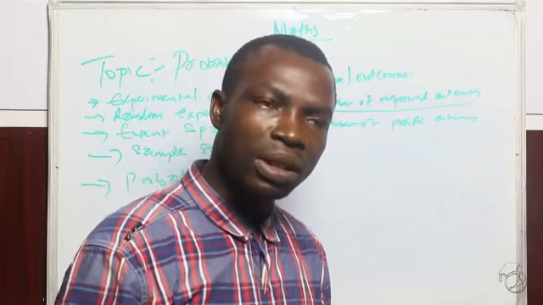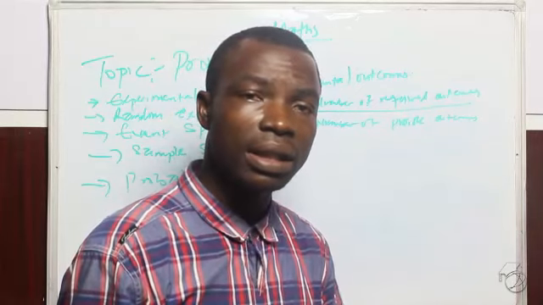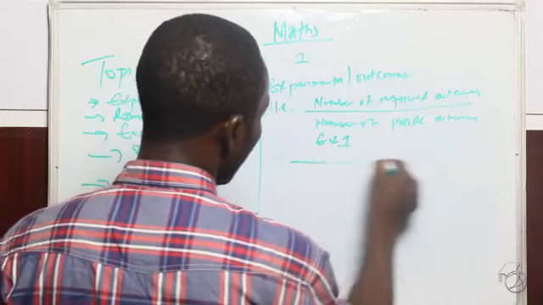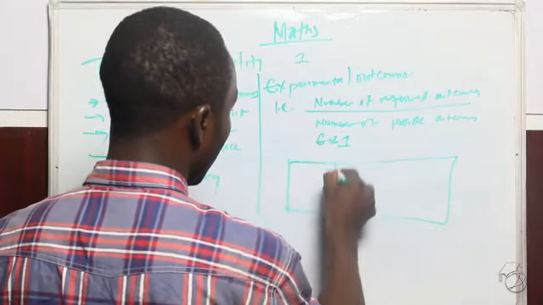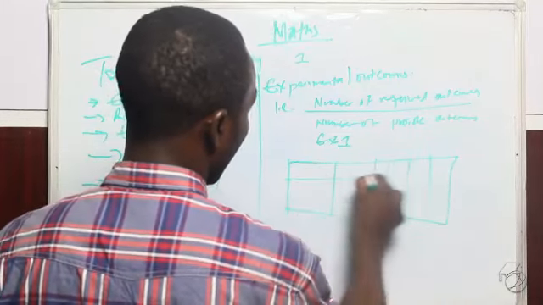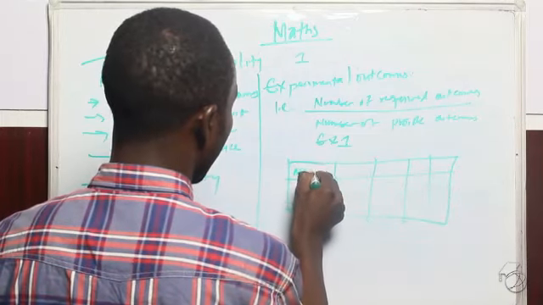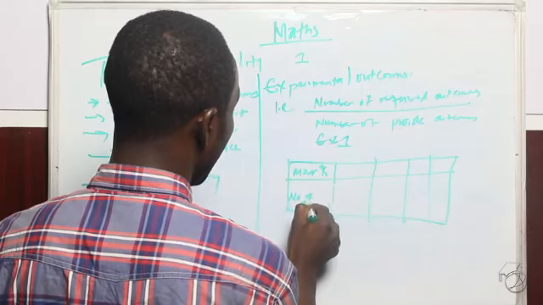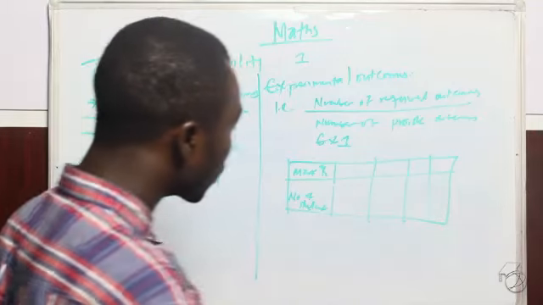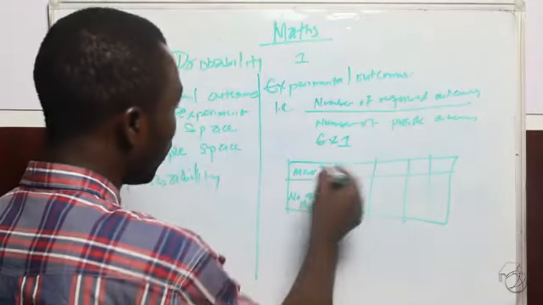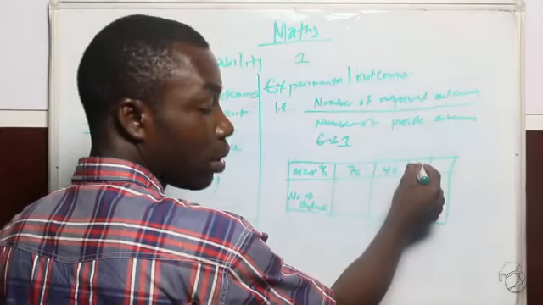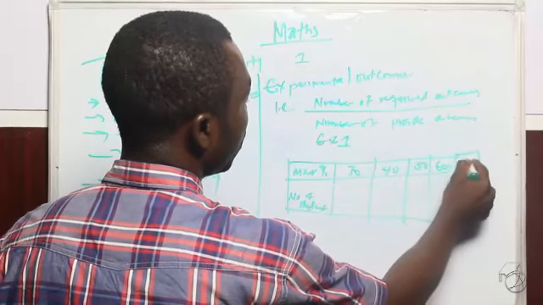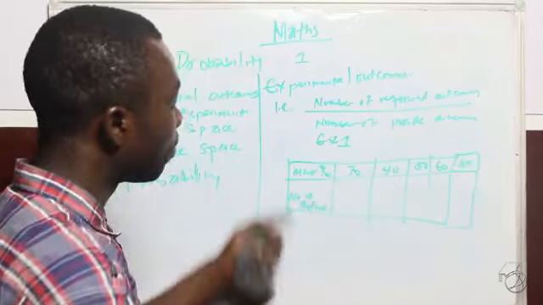Consider the table below that shows the mark score of a student in a mathematics test. Example 1. Consider the table below. This is the mark. This is the number of students. Now, the mark score by this student, we have 30, 40, 50, 60, and 80, which are in percentage.